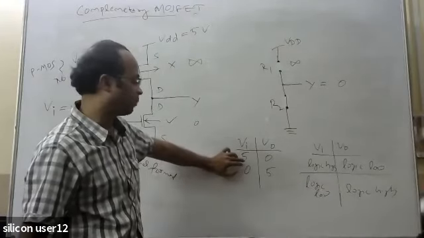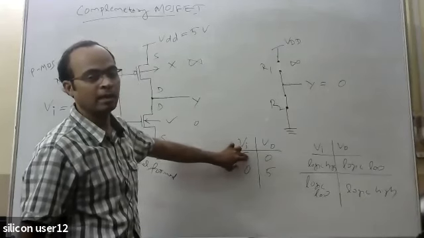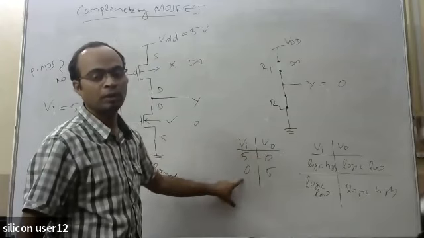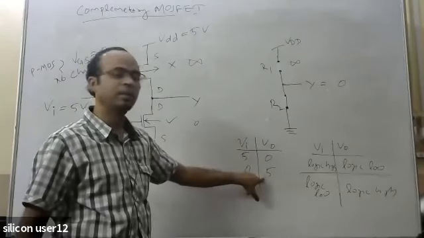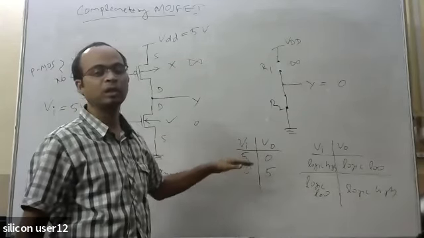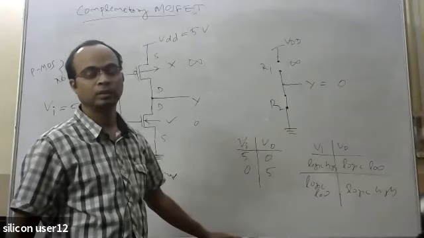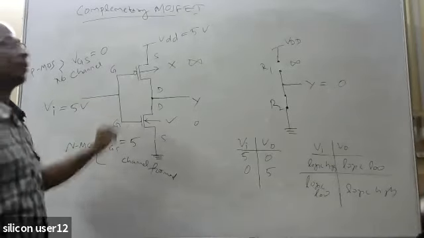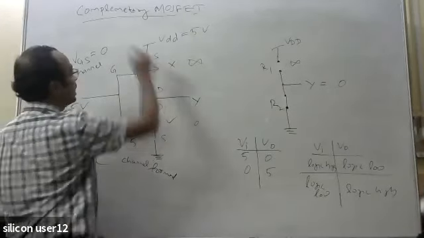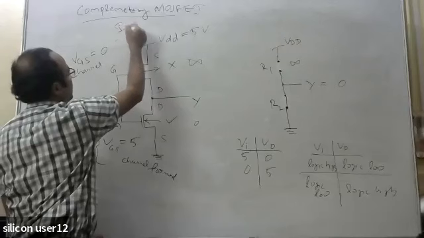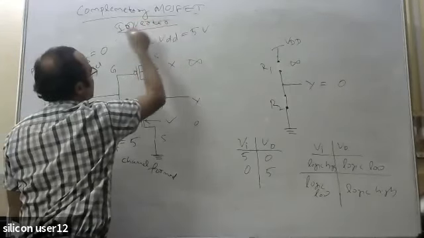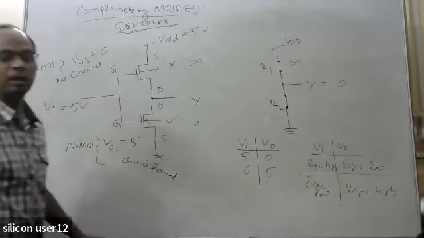If you are applying a high value in the input, then in the output you are getting a low value. If you are applying a low value in the input, you are getting a high value at the output. So that means it is inverting your input logic. Okay, so that's why this is the circuit of an inverter. After explaining, I am telling you this is the circuit of the CMOS inverter.